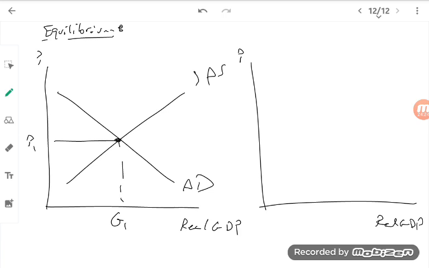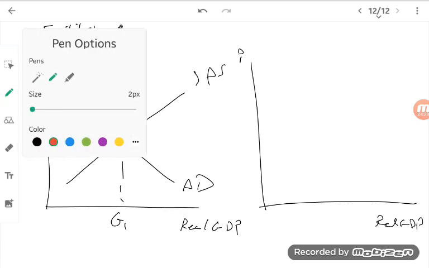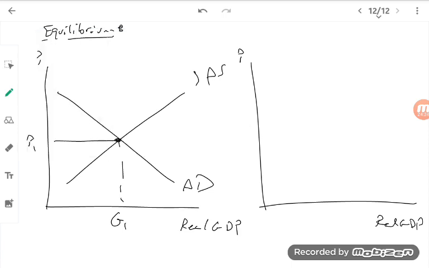If, for example, the government is going to decrease taxes, taxes will decrease. Taxes is one of the factors that affect the aggregate demand. As a result, disposable income is going to increase, consumption will increase, and that is going to increase aggregate demand and shift it to the right. So in this case, real GDP is going to increase from GDP 1 to GDP 2, and the price level is going to increase from B1 to B2.